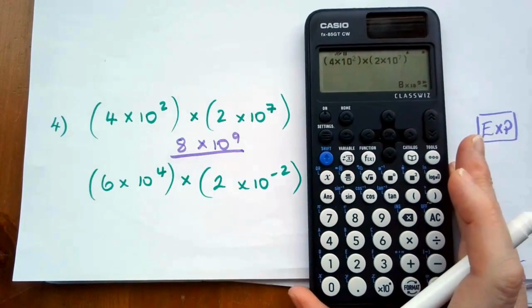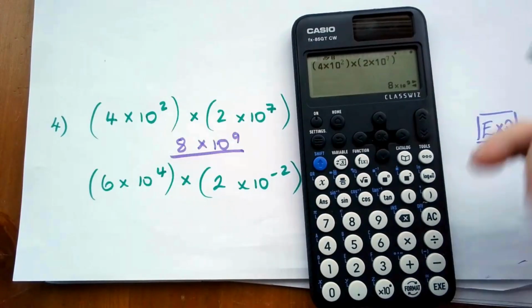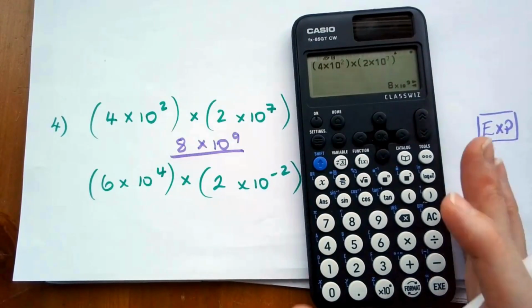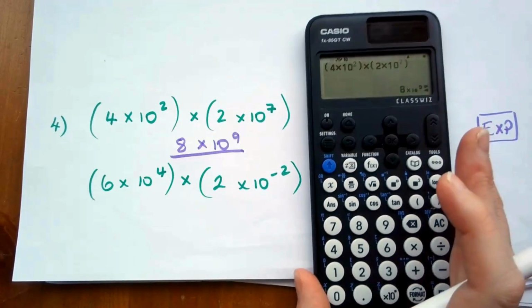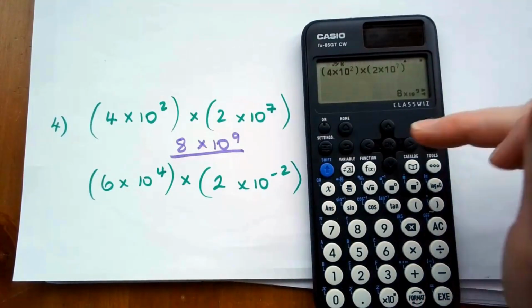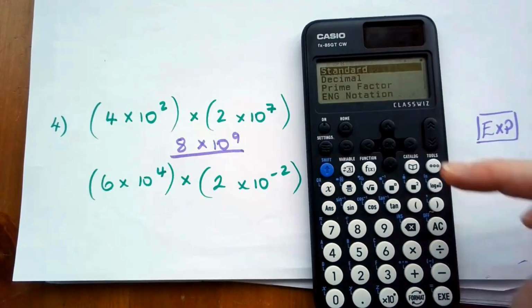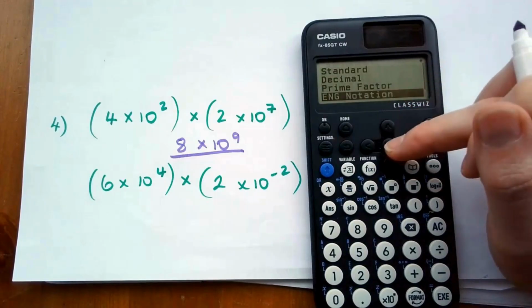Plus you can check that you've got the right answer. Let's say that you were doing some converting between numbers in standard form as part of what you need to practice, and you can just use your calculator to check that. So that was format, this one, and then it was down to this selection here, and then you press that one.